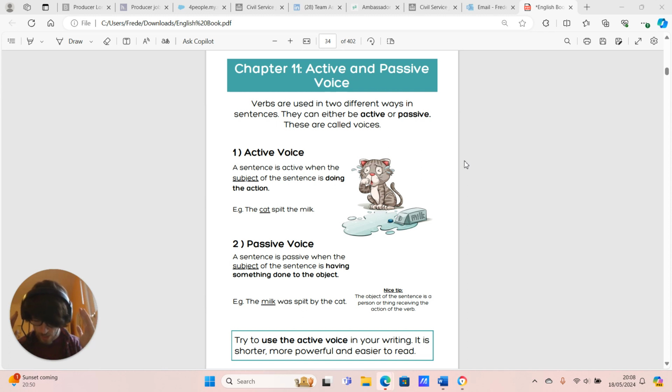Let's begin. Active and passive voice. Really, really simple to define between the two. If a sentence is written using the active voice, the subject is doing the action. The subject is performing the action. Passive voice is the subject having something done to it, right? Done to the object.